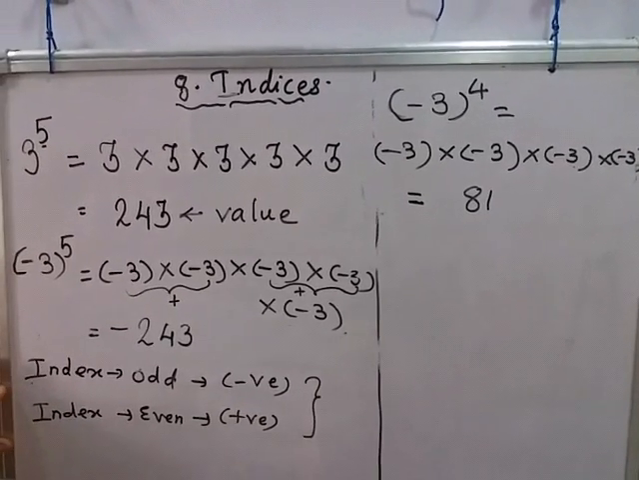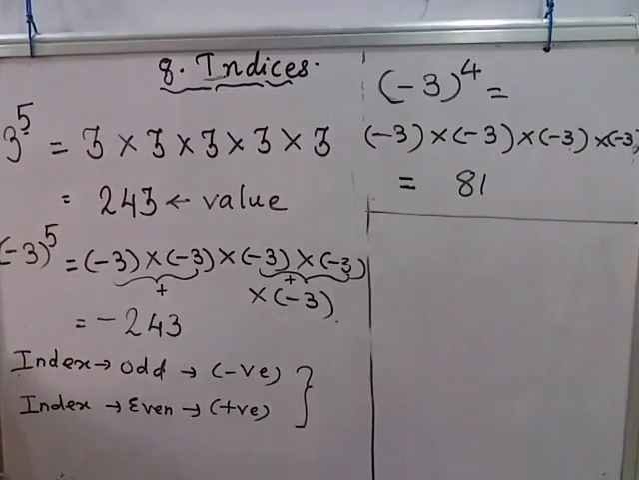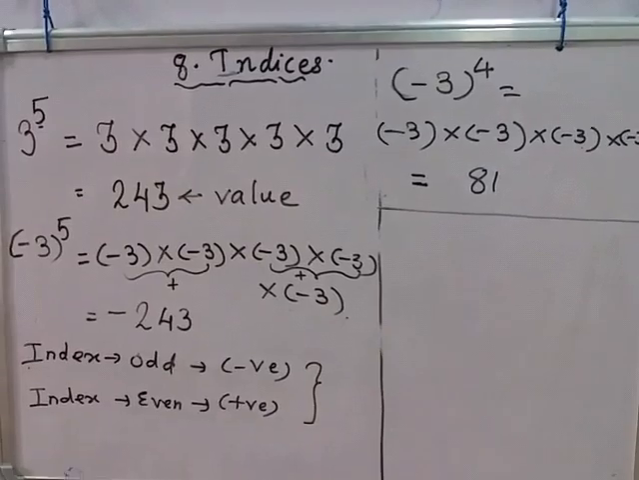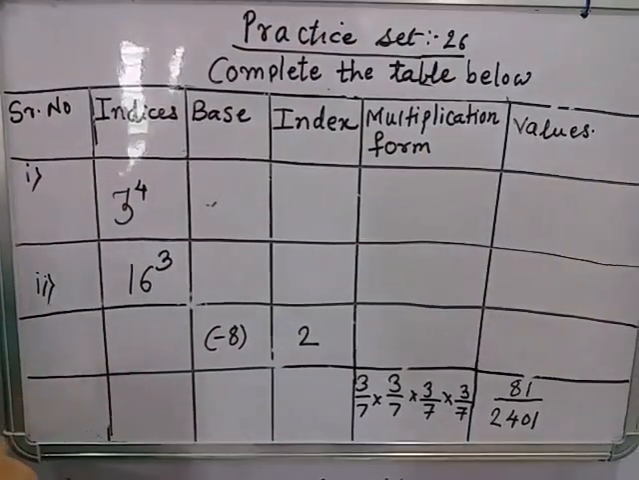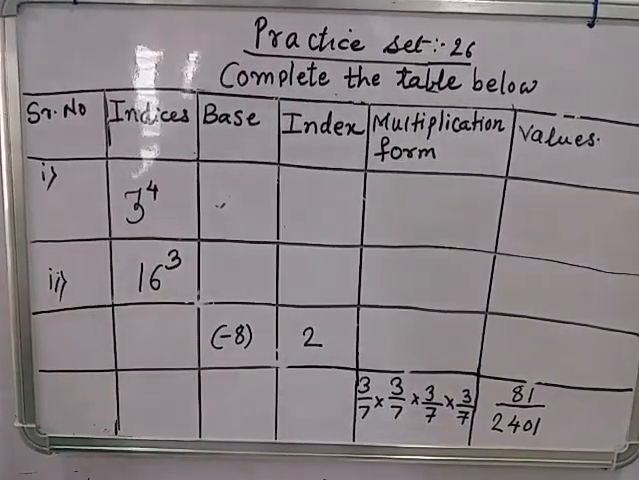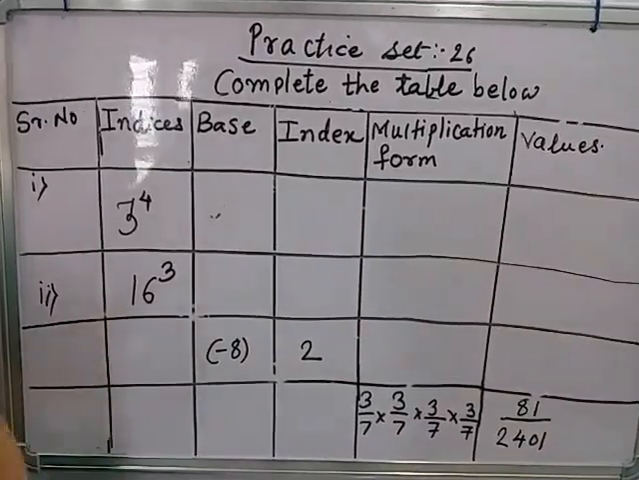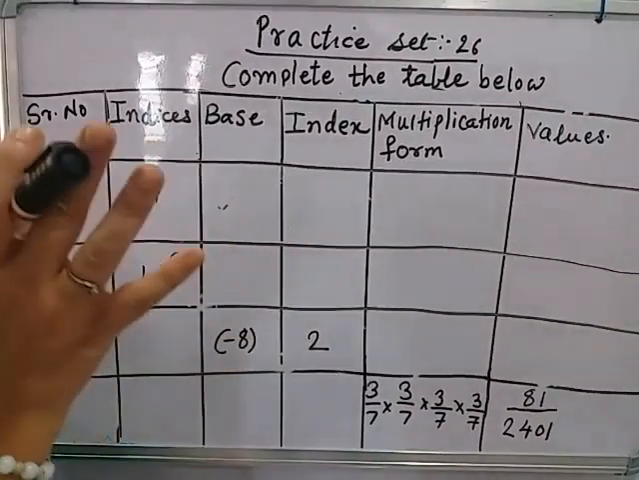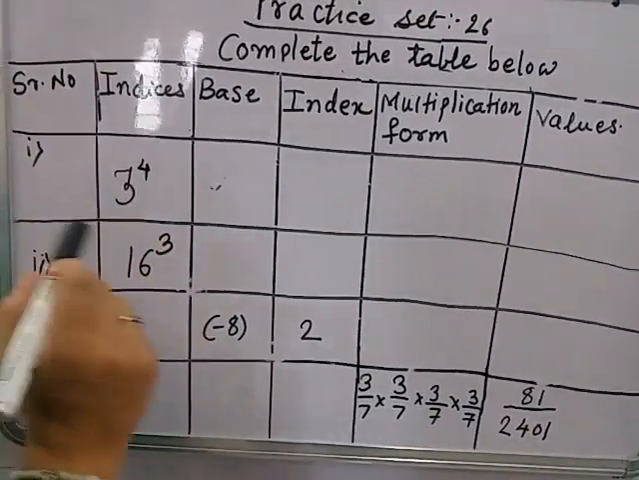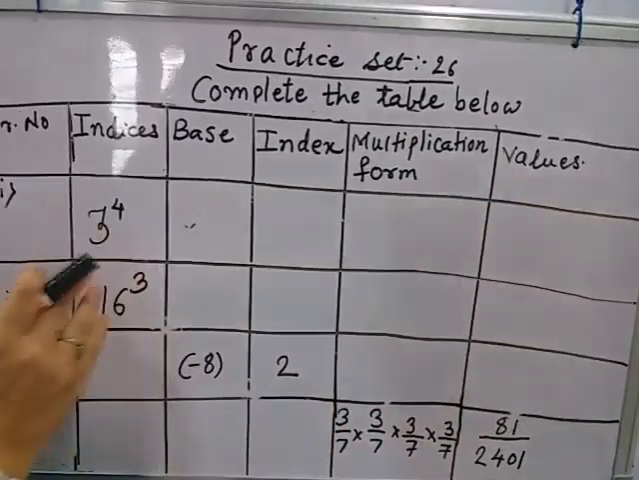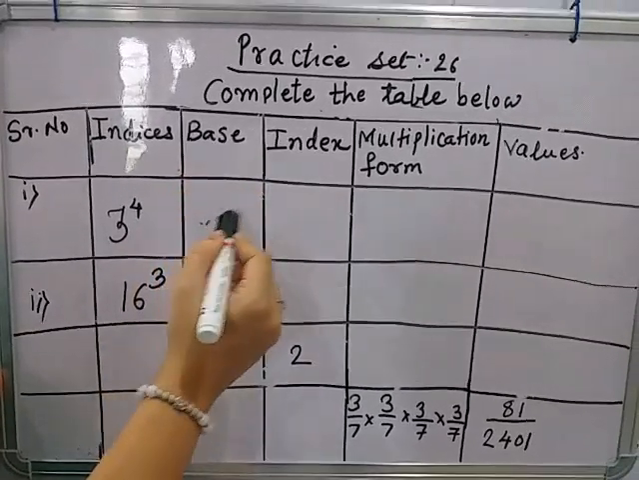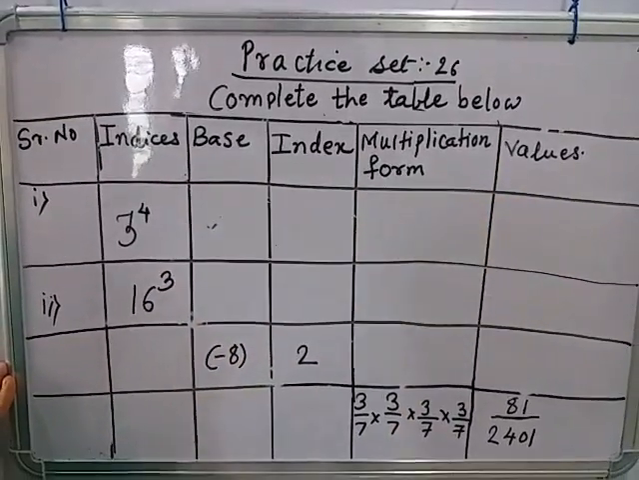Okay. So we are going to follow all these points when we take our first practice set from this lesson. Okay, students, let's begin with practice set 26. You will see this kind of table on page number 44. Before I start, complete this table in the textbook itself. What you have to do here is find a few things. Few things are given to us, such as indices, meaning whatever number is given, what is the base, index, multiplication form and their values.